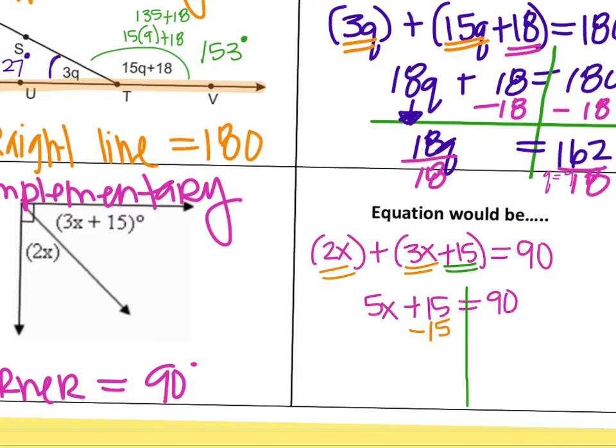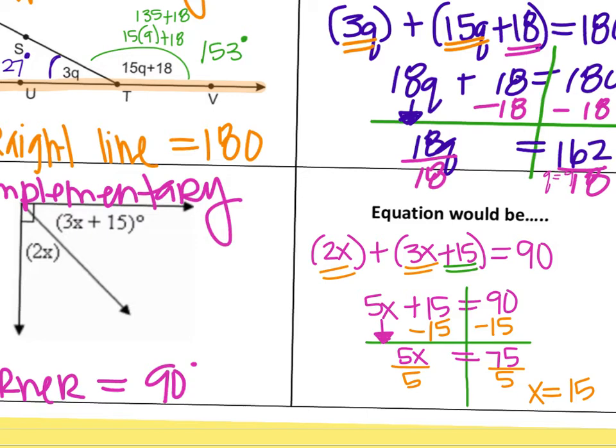So positive 15, the opposite is negative 15. Once I do that, I can then bring down the 5x. The 15 cancels out, and 90 minus 15 is 75. Then the final step is to divide by the number with the variable. 75 divided by 5, then I would say the value of x is 15. So that's my first answer. The value of x is 15.